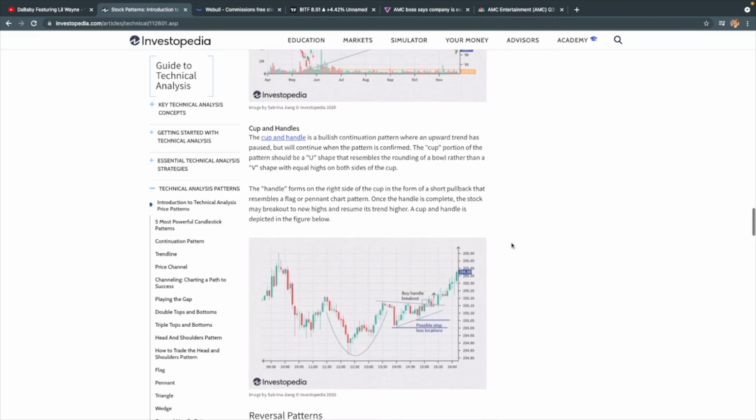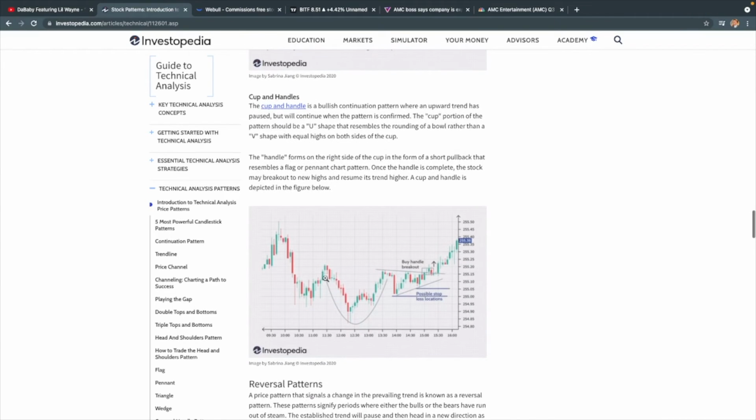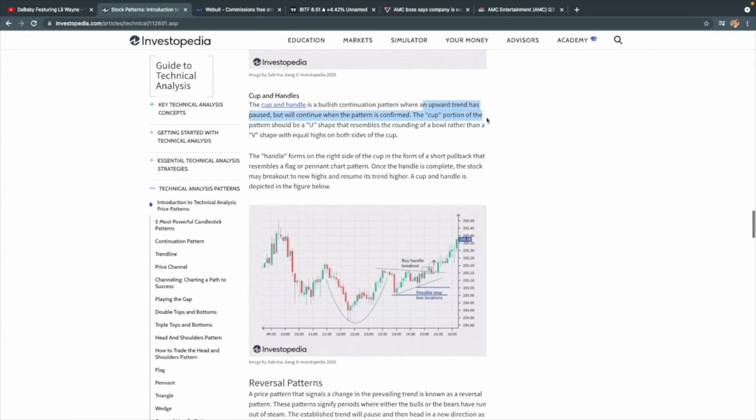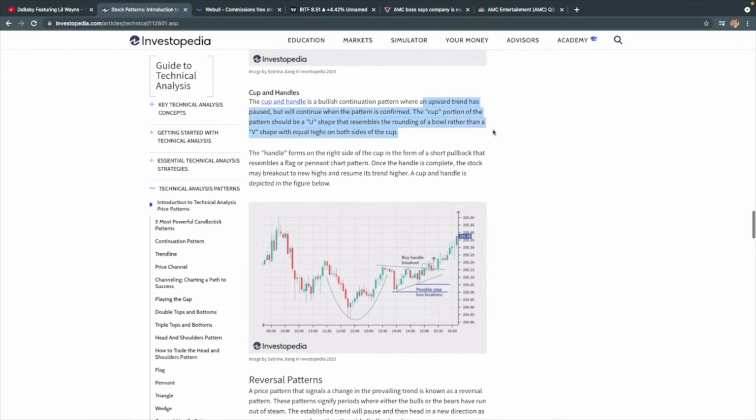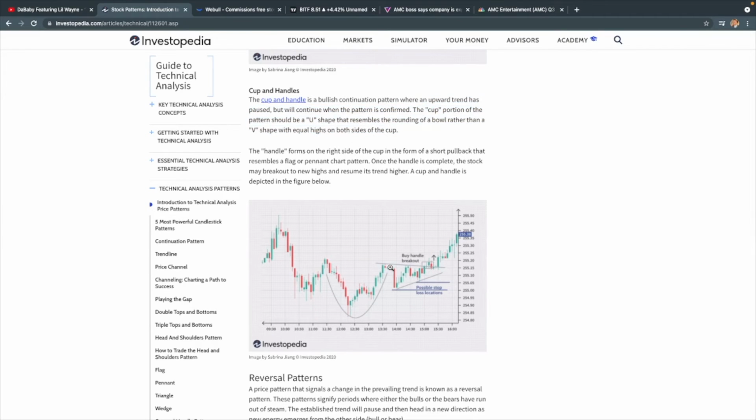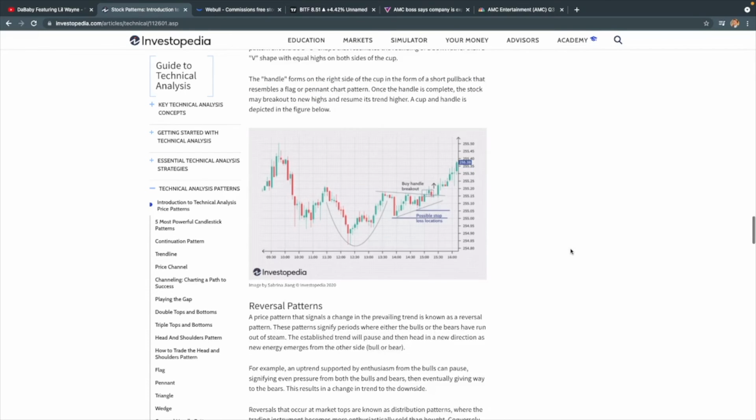So we scroll down, you got your cup and handles, which is here's your cup, here's your handle. It's a bullish continuation pattern where an uptrend has paused but will continue when the pattern is confirmed. The cup portion of the pattern should be a U and resembles the rounding of a bowl rather than a V shape, with equal highs on both sides of the cup. So it's just talking about right here. That's a cup and a handle. That's a bullish thing, so that means that most likely the price will continue up.